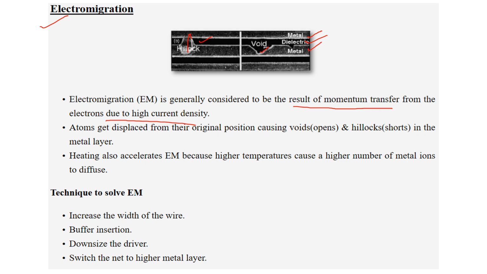The main techniques to solve electron migration are to increase the width of the wire. You can increase the width of your wire, or buffer insertion can be done. Downsize the driver and switch the net to a higher metal layer. Or if VDD and VSS get electron migration, VDD and VSS can be given in alternate strap layers. One is VDD, let us say this is VSS, and next is VDD. If the metal strap is given through this, the electron migration can be reduced.